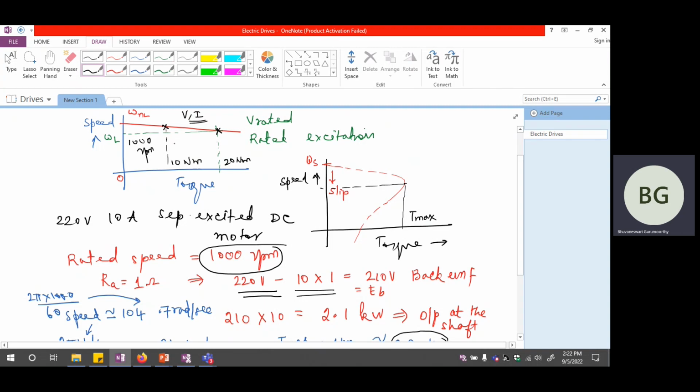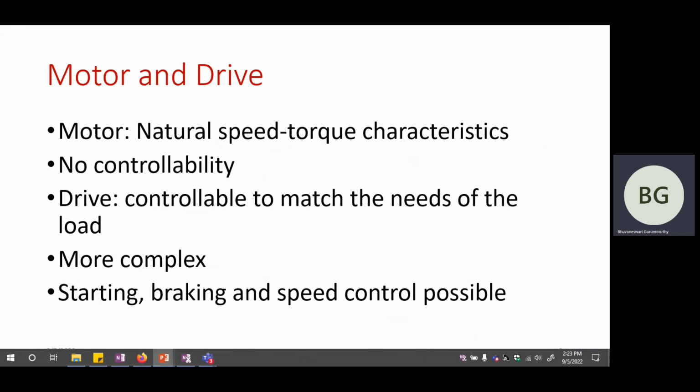So I don't have any control over the speed and torque simultaneously if I am running this motor without a control unit. The control unit is generally called the drive unit. So if I'm not going to have any control unit at all, then we are going to have the speed and torque already set in stone. So there is absolutely no controllability as far as the motor is concerned, because I'm going to run it always at rated voltage, and depending upon what is the torque demand, the speed will vary accordingly.